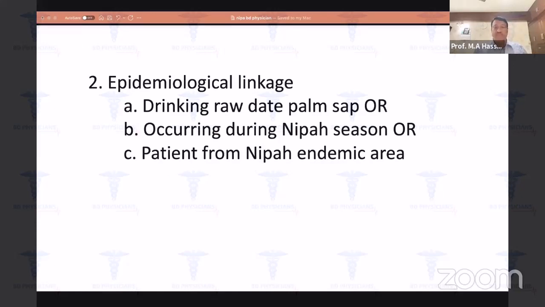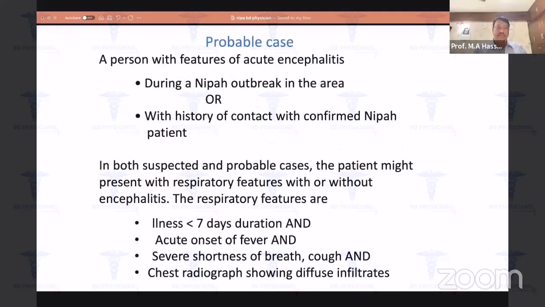One is drinking of raw date palm juice, and also the season. It is more common from May to December, especially the winter season, when we collect juice from the palm tree. And also there are some endemic zones in Bangladesh, about 32 districts, where cases have been reported. So in this area, if there is any suspected acute febrile illness with neurological dysfunction, we suspect a case of acute encephalitis syndrome might be due to Nipah encephalitis.